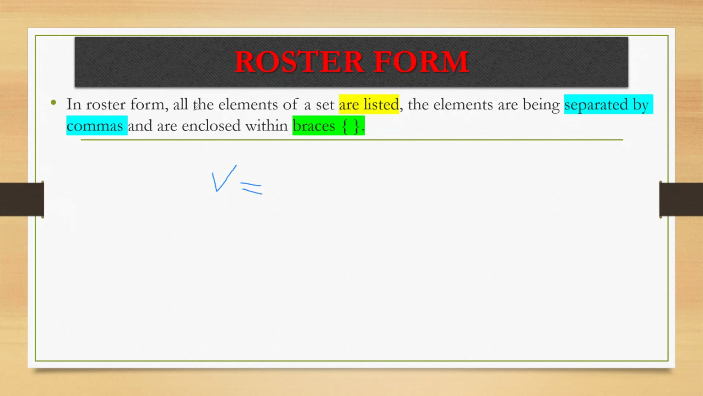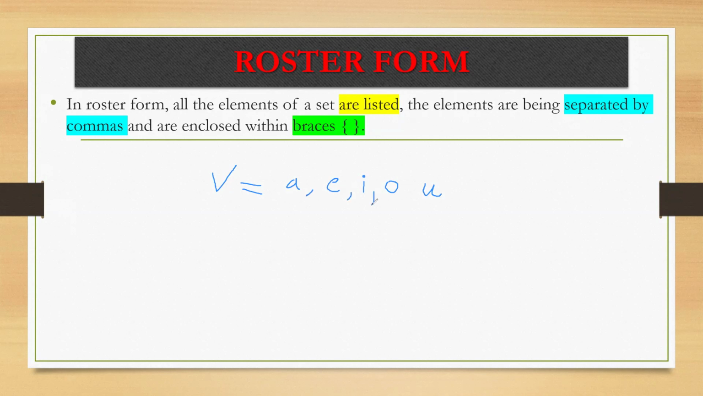So here it is given: all the elements of a set are listed. First, we have to list all the elements: A, E, I, O, and U. These are the elements. Okay, we have listed the elements. Then what is the next step? The elements are separated by commas. Then we have to separate these elements by commas.